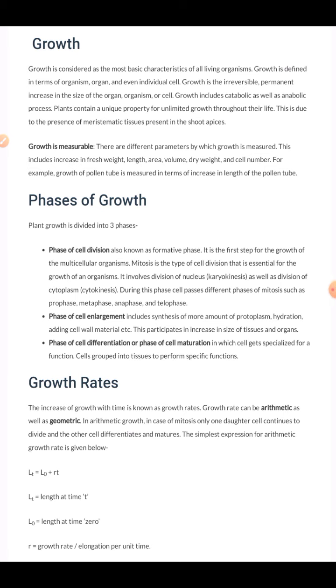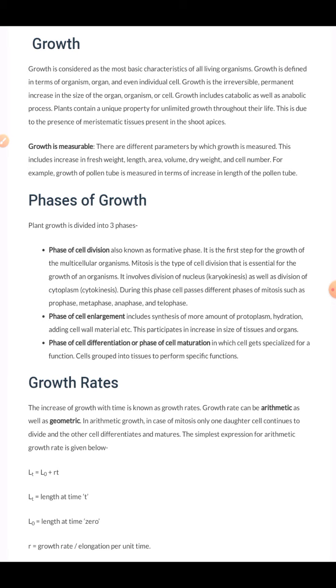Students, in this video, we will discuss the topic growth rate. What do you mean by growth rate? कितनी ग्रोथ होती है गिवन टाइम पीरियड में, हम उसको ग्रोथ रेट बोलते हैं. That is, the increase of growth with time is known as the growth rate. Growth rate can be arithmetic or geometric.